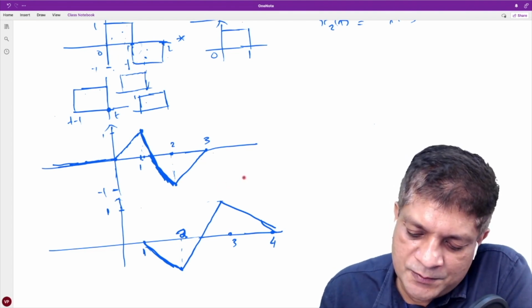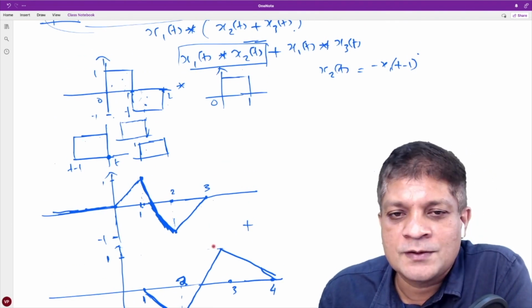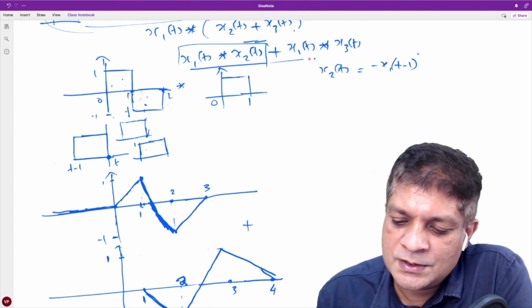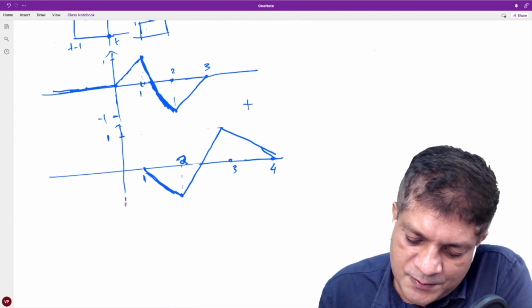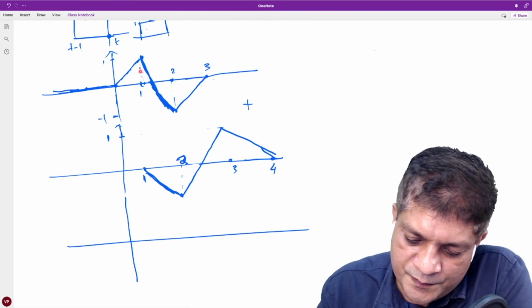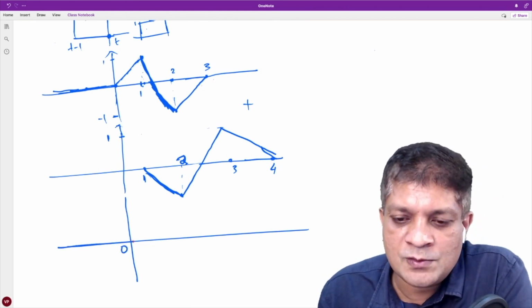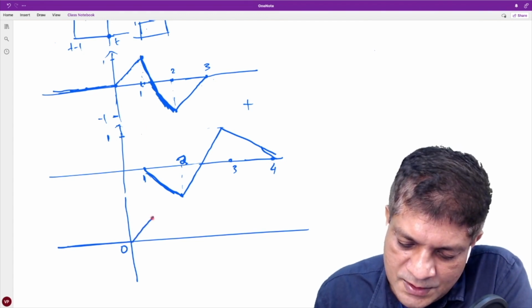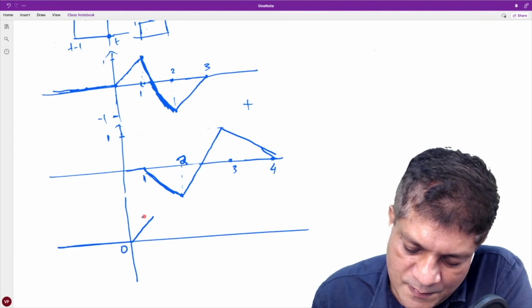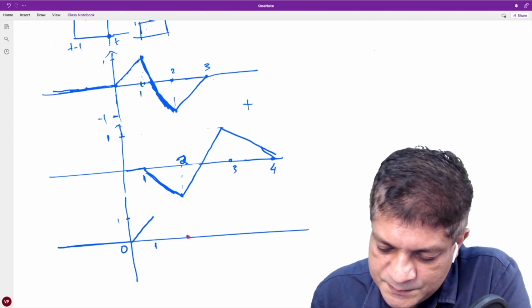Now what is the sum of these two? The convolution is then the sum of these two, isn't it? Because we are using the distributive property of convolution. Can you tell me what is the shape of the sum of these two? Start with 0, till 0, it is 0. Then it increases linearly because this part is 0. So this is 1. Then what happens?